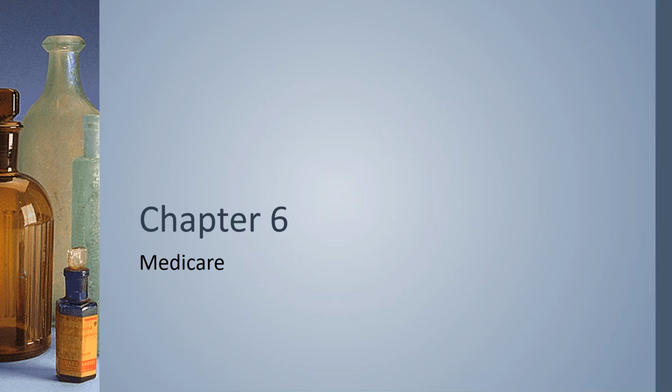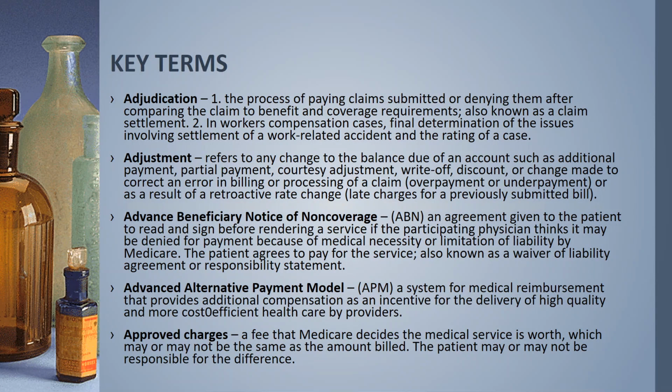This is Chapter 6, Medicare. Starting with our key terms, we have adjudication, the process of paying claims submitted or denying them after comparing the claim to benefit and coverage requirements. It's also known as a claim settlement.